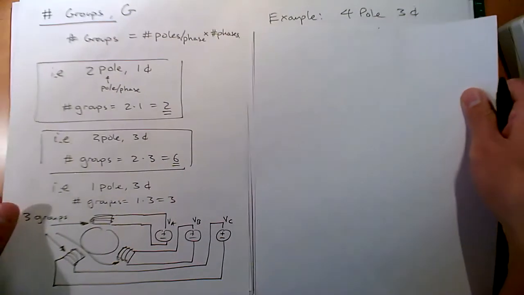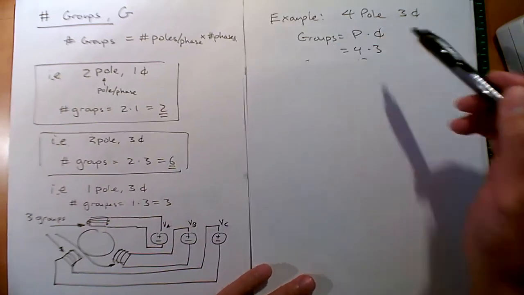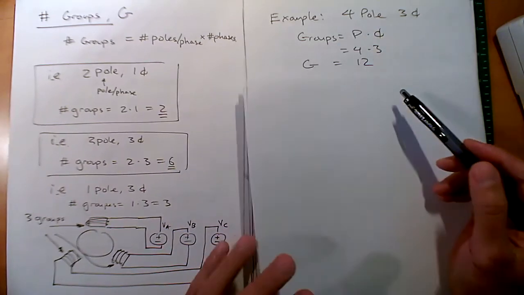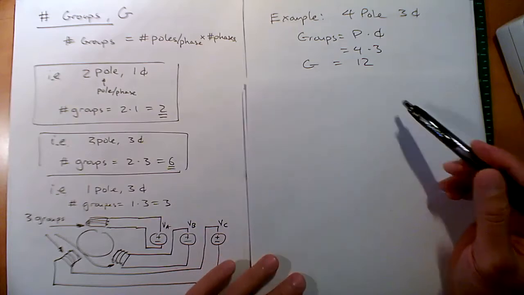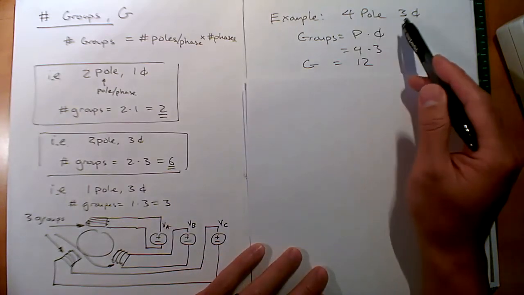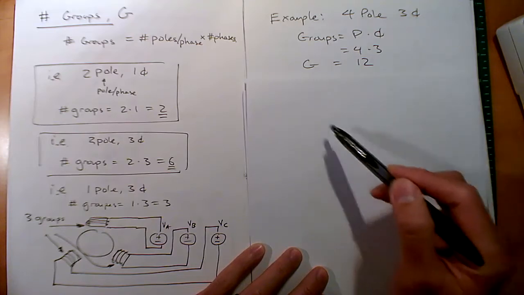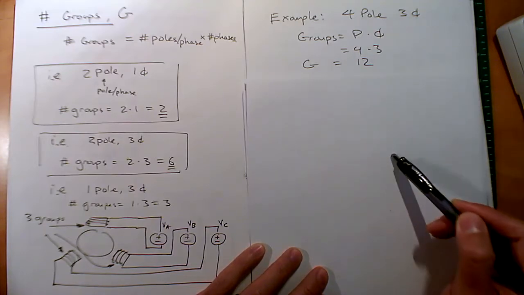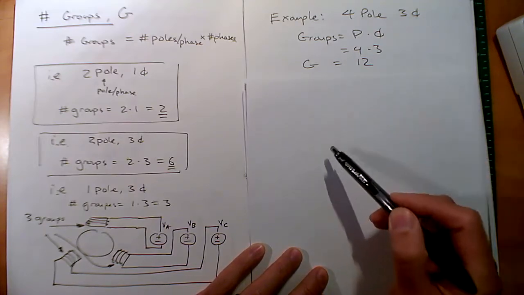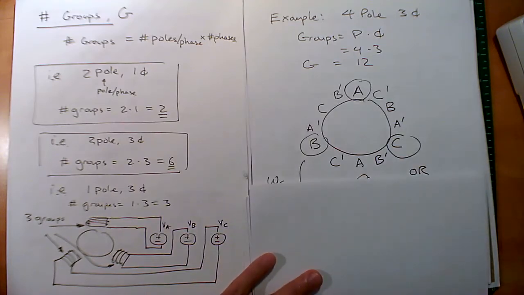Okay, let's look at an example of a 4-pole 3-phase system. So the number of groups is 12: 4 times 3, that's 12. And how would that look? Well, remember 4 poles is really 4 poles per phase. So you'd have 4 alternating, A prime, A prime, and then B prime, B prime, and then C prime, C prime. And it would look something like that.